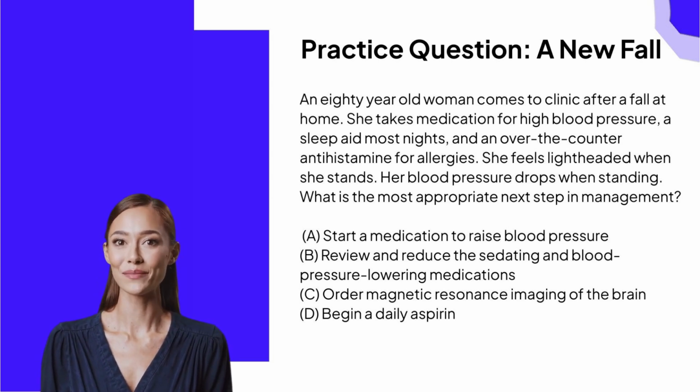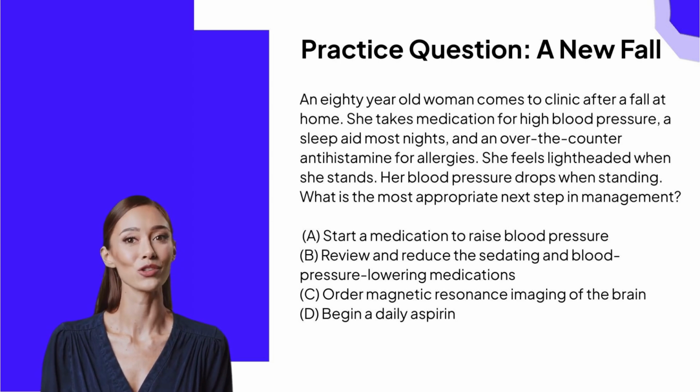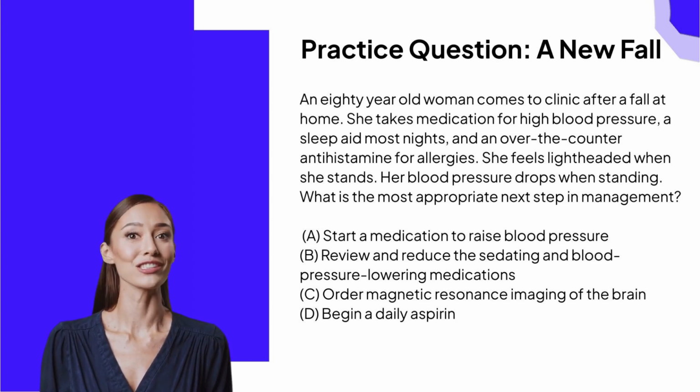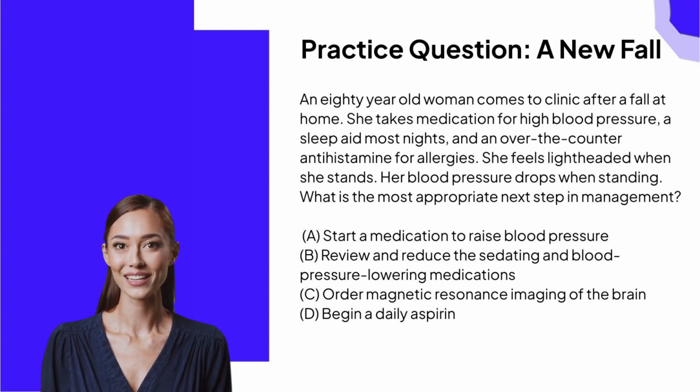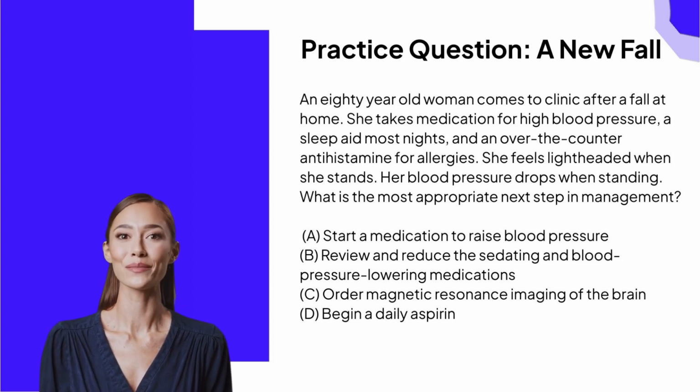The options are: Choice A, start a medication to raise her blood pressure. Choice B, review and reduce the sedating and blood pressure lowering medications. Choice C, order magnetic resonance imaging of the brain. Or choice D, begin a daily aspirin. Think about which one truly addresses the cause before we walk through the answer on the next slide.